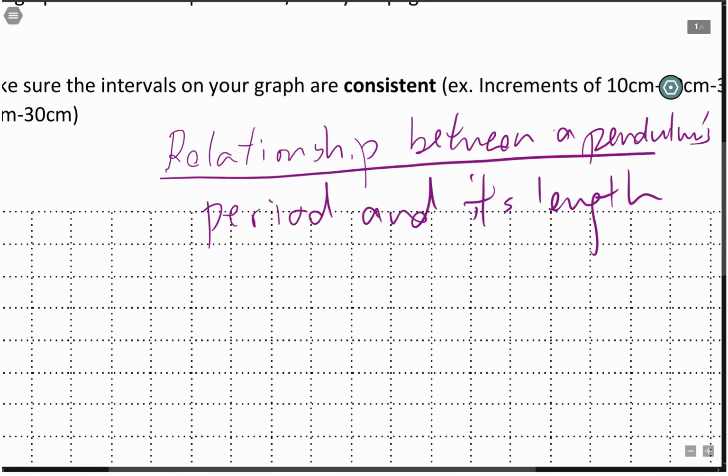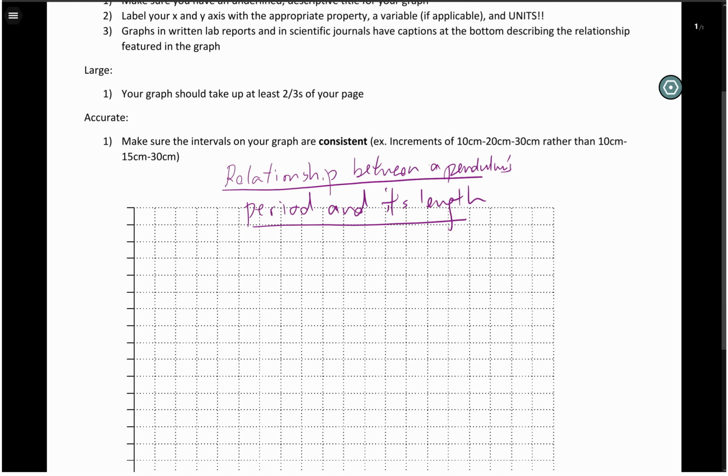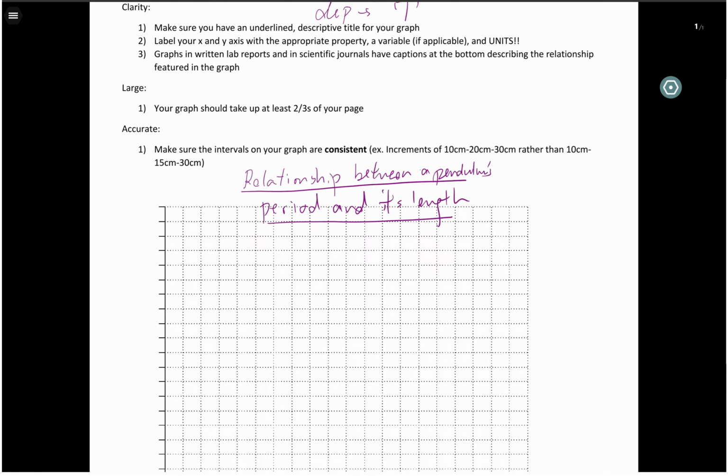I'm going to underline my title. So notice it's not just period versus length. That doesn't tell us anything about the graph. So make sure your title is a bit more detailed than that.